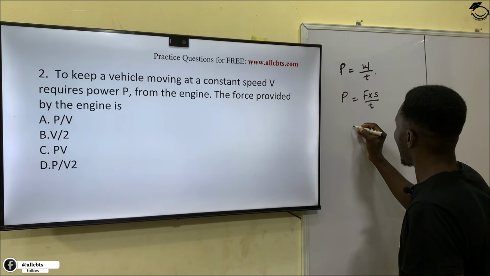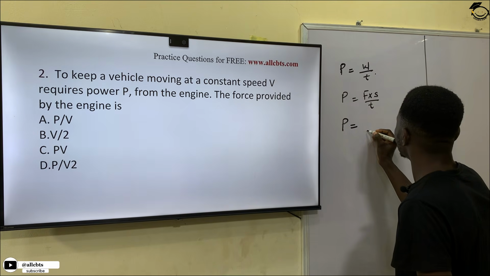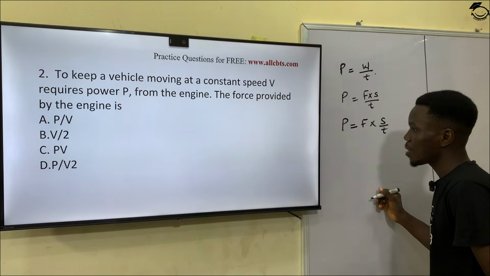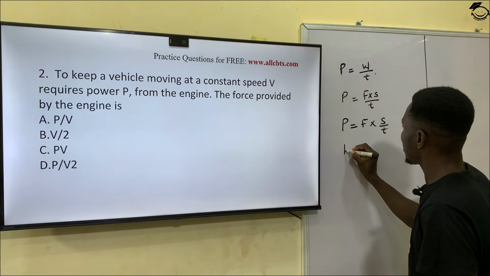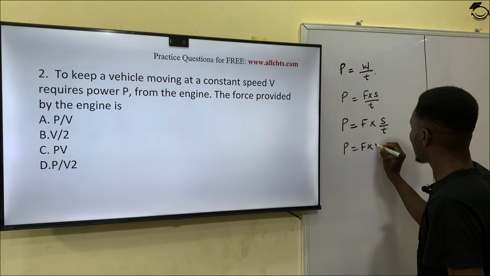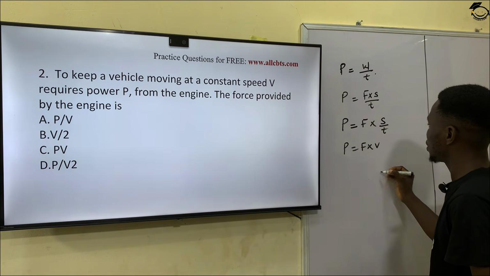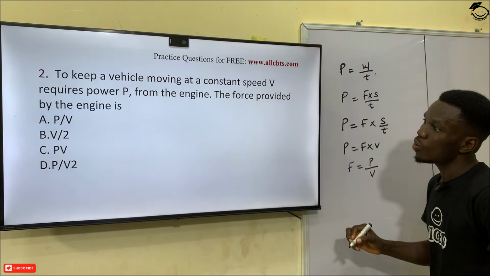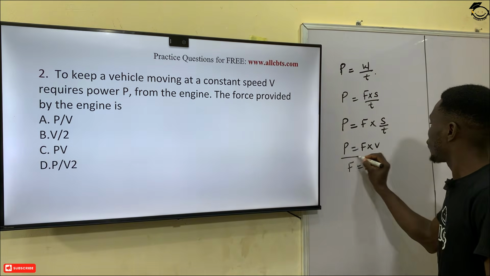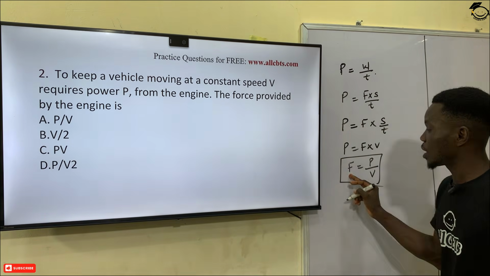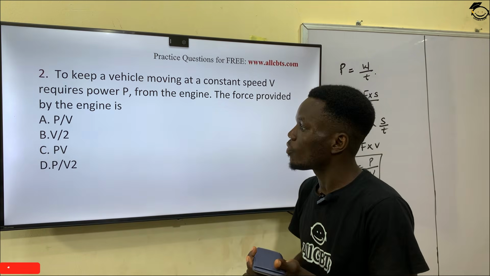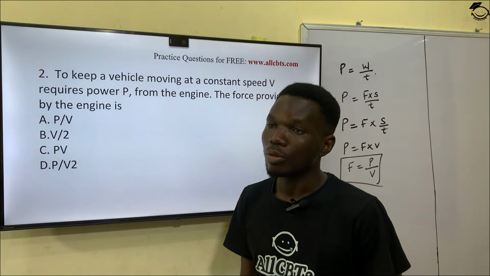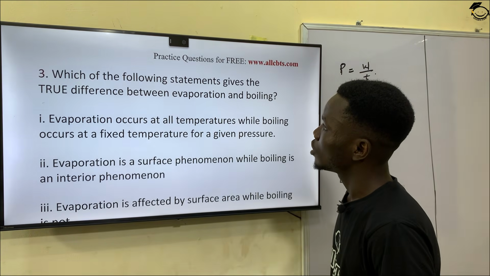which can also mean that I have my power to be equal to force times distance over time. And we know that distance over time is equivalent to velocity, which means that my power is equal to force times velocity. And this can also mean that my force is equal to power over velocity. So the relationship that connects force, power, and velocity is simply saying that force is equal to power over velocity, which is option A. So the correct answer is option A. Moving on to the next question.